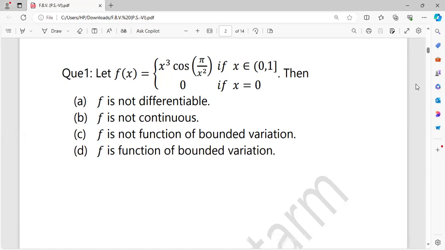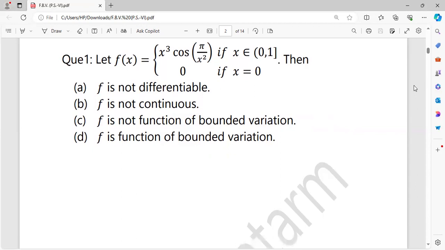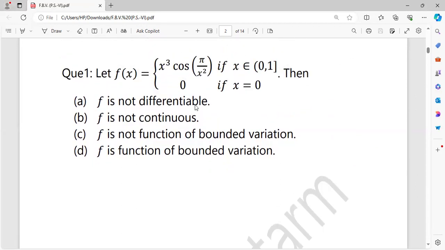Option number 1 is f is not differentiable. The second option is f is differentiable, the third option is f is not a function of bounded variation, and the fourth is f is a function of bounded variation. So what will you do here? We know that this function is going to be differentiable, so option 1 is not correct. F is continuous also, you can check that, so option B is not correct. We have to check C or D. Either C is true or D is true.